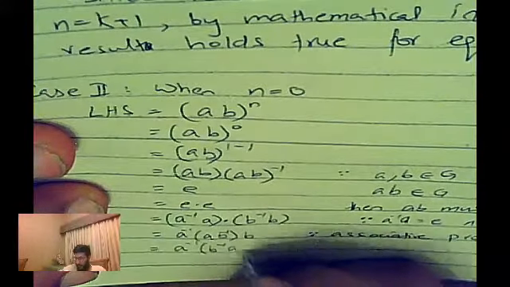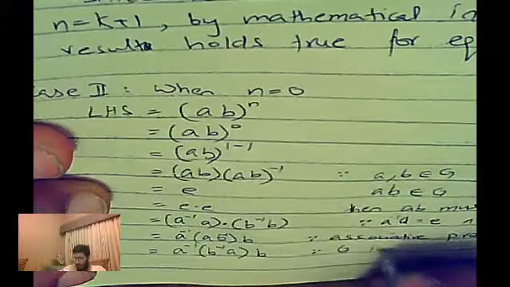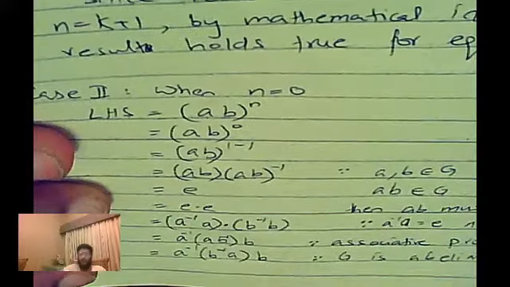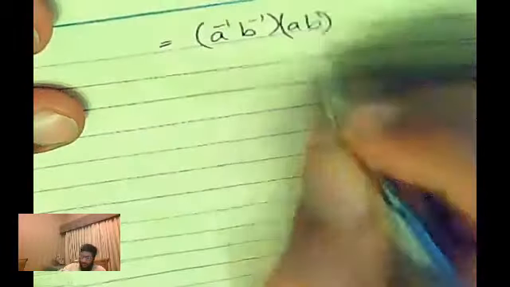Now, A inverse B inverse A times B, because G is abelian. Therefore, commutative property holds. This reason is enough, by the way. If you write G is abelian, you don't have to write commutative property holds, because if you write G is abelian, then it is obviously stated that G holds commutative property. This equals A inverse B inverse A B, because I shifted the brackets, that's it. Associative property.